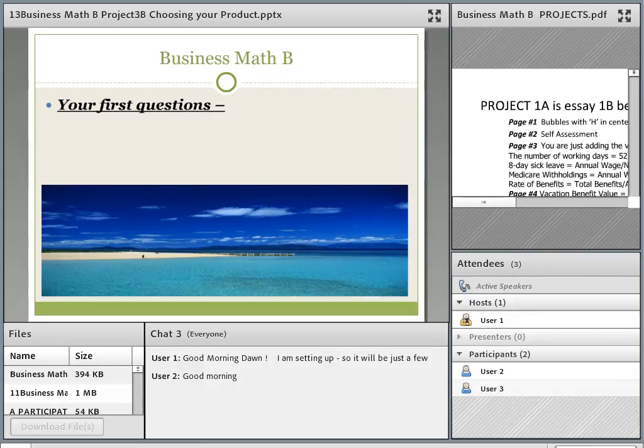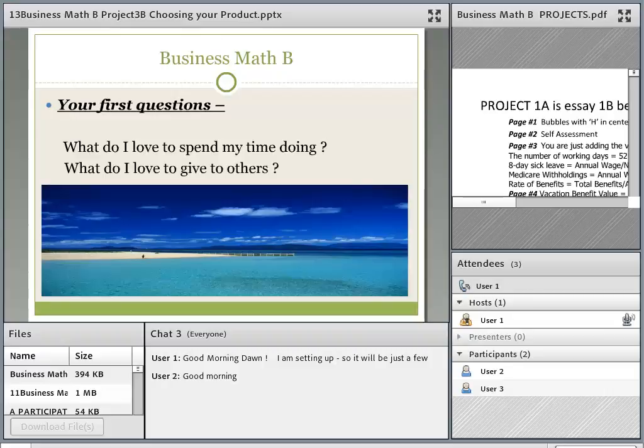Again, some open territory here. Here are some questions I want you to ask yourself. What do you spend your extra time doing? What do you love doing with your time? And what do you love giving to others? Those are two good questions to ask yourself. Usually people, when they're done with their normal job or school during the day, like to spend their time doing something they really enjoy in the evenings or on the weekends. So you need to think about that when you're developing your product or your service, because you want it to be something that you're invested in, that you believe in, that you enjoy.